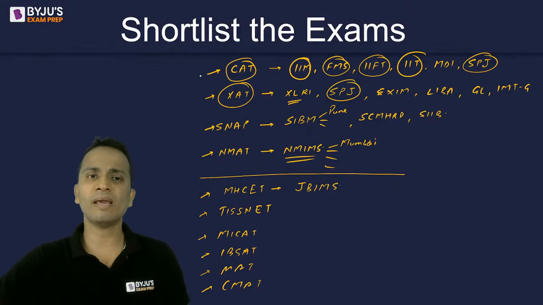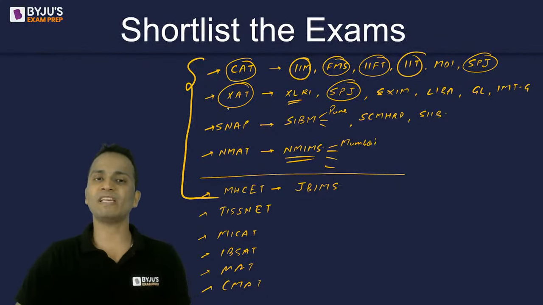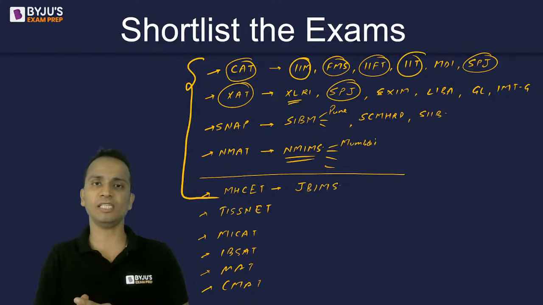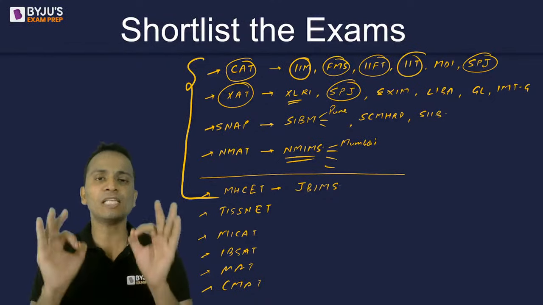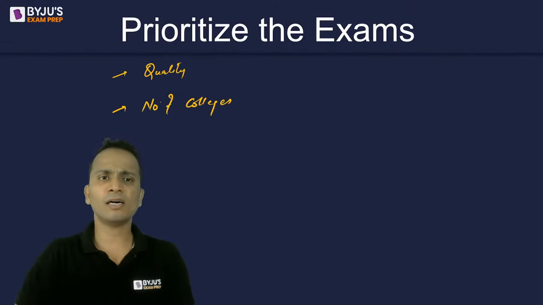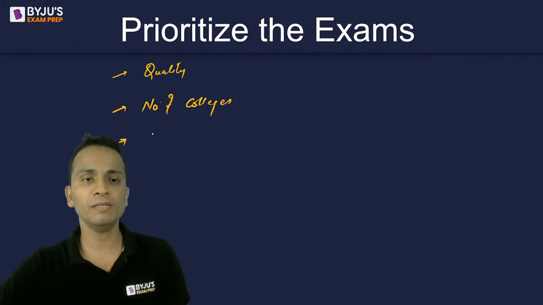If you are an MBA aspirant, then I would advise all of you to take the top five examinations: CAT, XAT, SNAP, Narsee Monjee, and MHCET. These are five examinations that all of you must take. Now, the second thing that can be considered while prioritizing these examinations is the specialization.